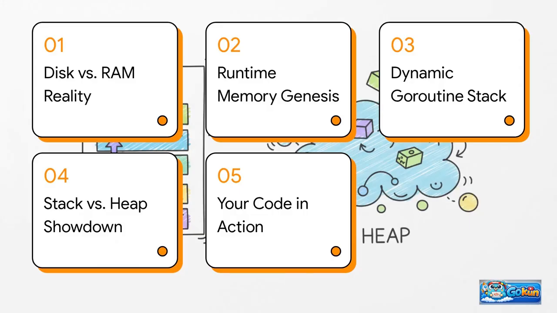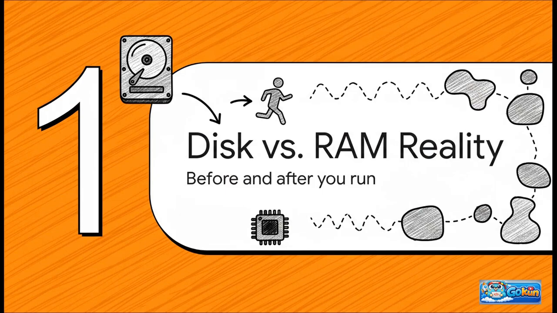So here's our game plan. First, we'll start with the basics, the difference between your program on disk and what it becomes in memory. Then, we'll watch how the Go runtime creates this memory world from scratch. The main event, though, is going to be a really deep dive into the dynamic goroutine stack. This is the real engine behind Go's concurrency. After that, we'll put the stack and the heap side by side for a clear showdown. And finally, we'll bring it all home by looking at how all this theory applies to the actual code you write day to day.